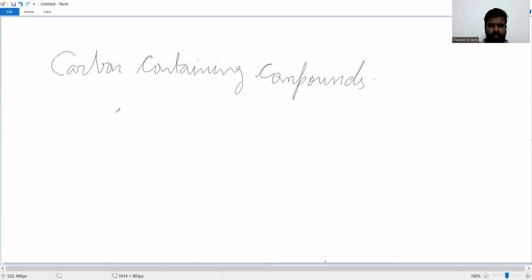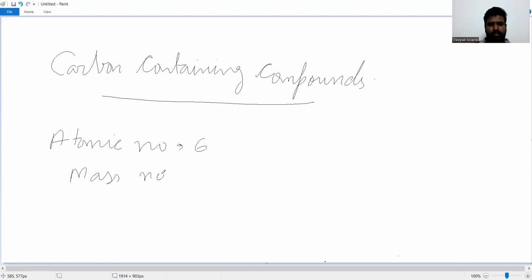First of all, let me give you one basic piece of information about carbon. Its atomic number is 6. What is the mass number? The mass number of carbon is 12. It means it has 6 protons, 6 electrons, and 6 neutrons.